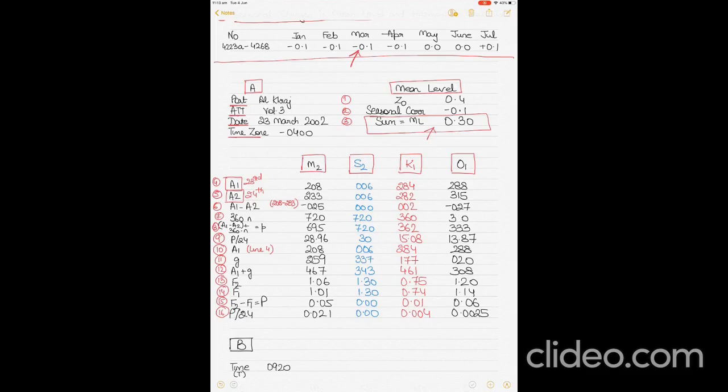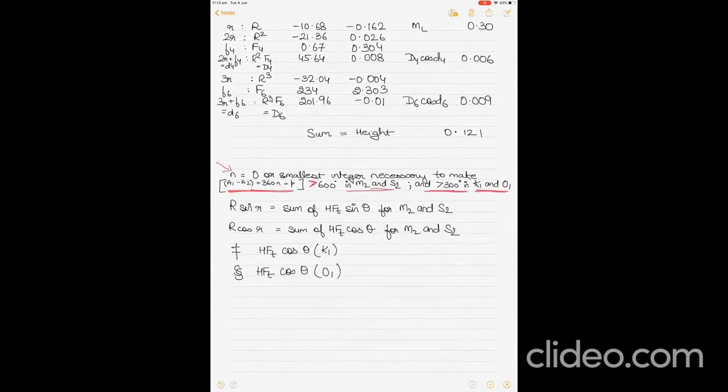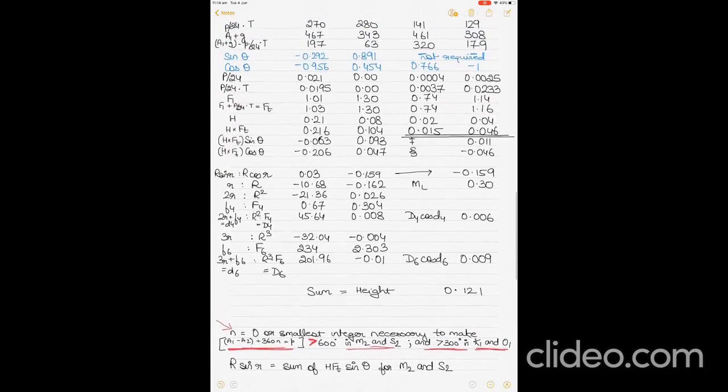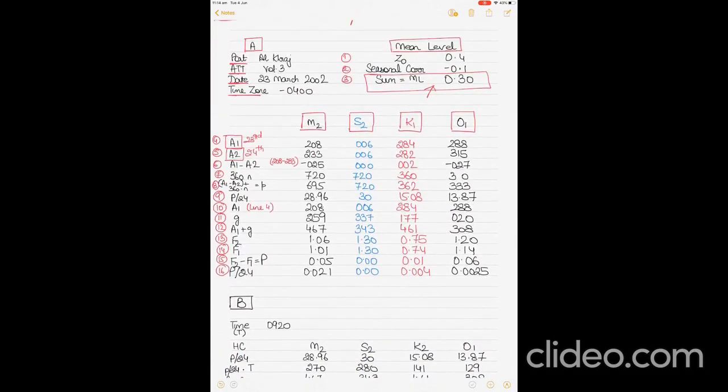Line 7 says you have to do 360 by n. So multiply 360 by n. So what is n? I'll just make a note here. N is actually 0, or the smallest integer necessary to make the next line greater than 600 degrees for M2 and S2 and greater than 300 degrees for K1 and O1. It's basically a constant value.